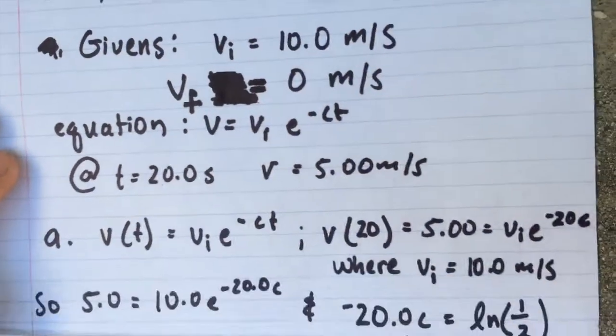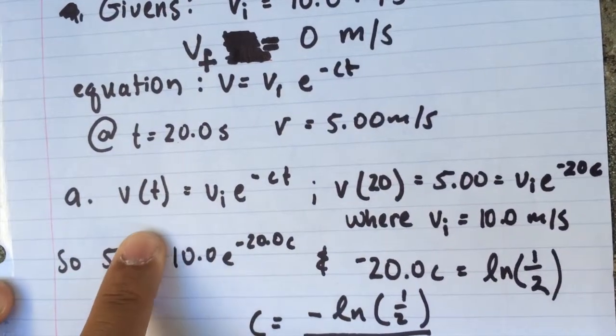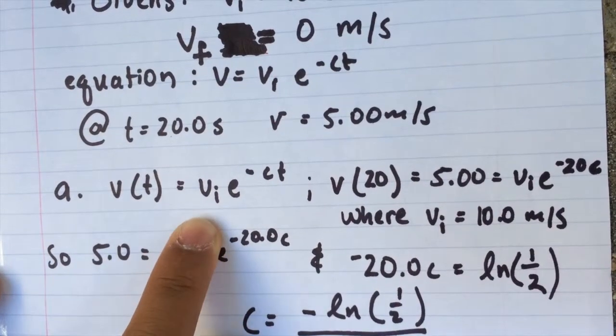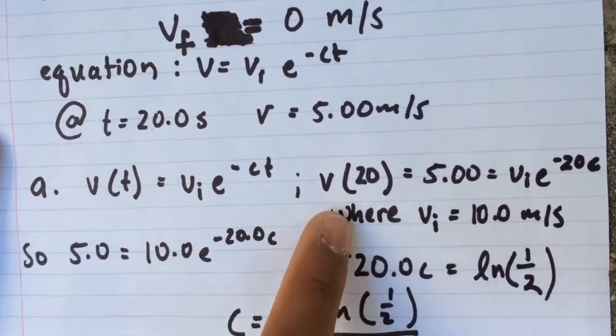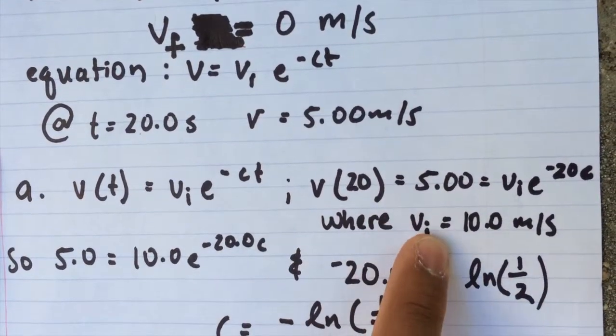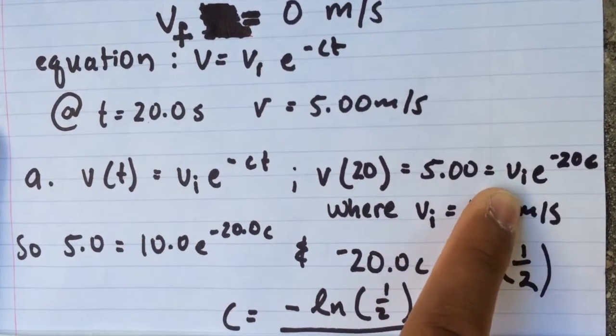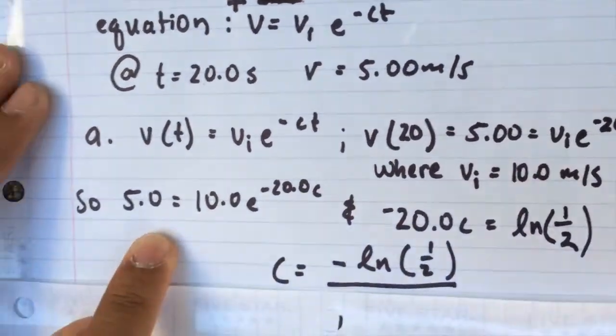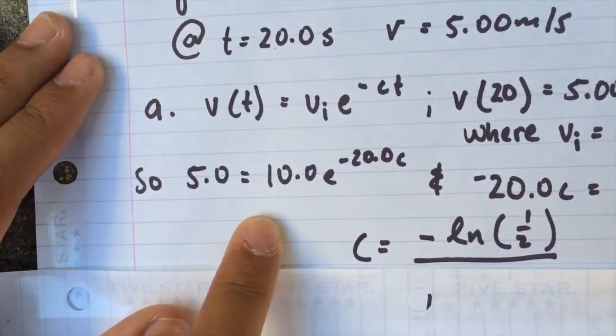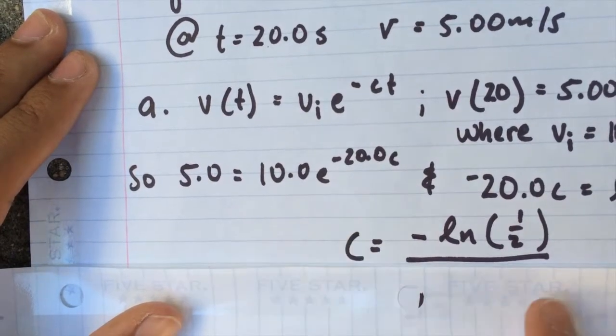So let's look at part A. We have the equation v as a function of time equals initial velocity times e to the negative ct. And we know that when we plug in 20 seconds, we get 5 meters per second. And we can also plug in the initial velocity, 10 meters per second here. So we get 5 equals 10e to the negative 20c.